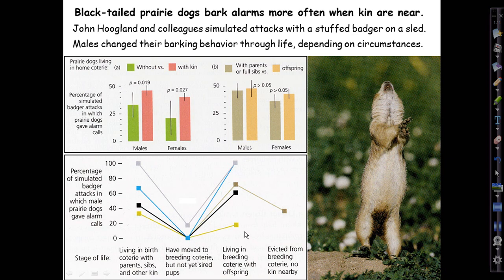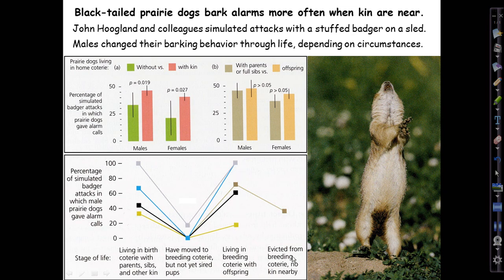But when they had offspring, all of them had the probability go up. 1, 2, 3, 4. Yeah, no, there are 5 here, right? So there were 5 individuals who had their probability go up. In some cases, 2 of them, 100% of the time, would call.